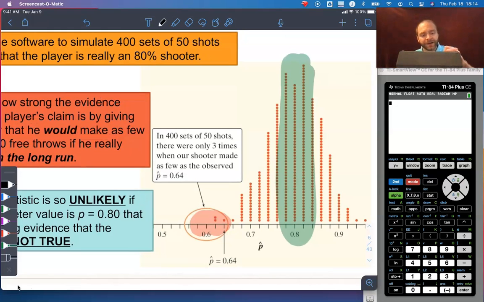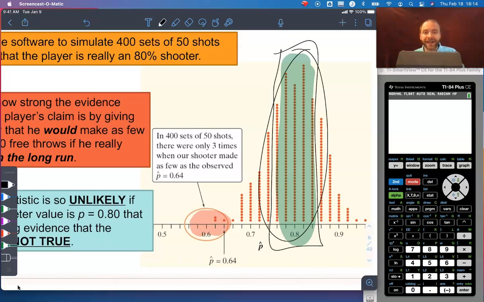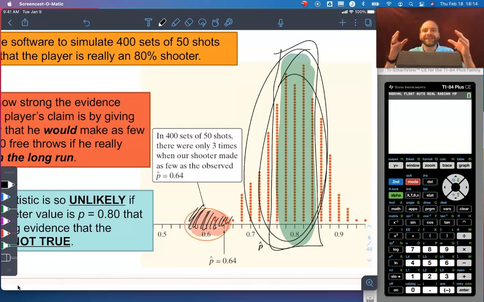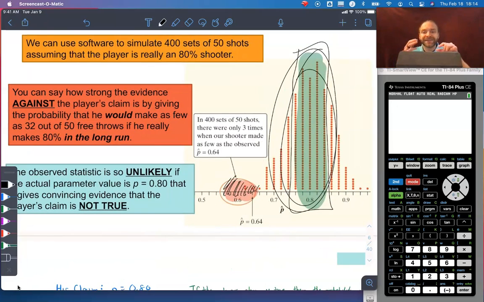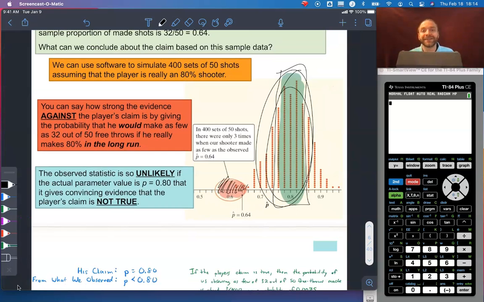And I want you to think of it just in this distribution. He should be here, correct? He says he's 80%. He should be somewhere in this area right here. But we observed him way out here in the tail. That is such a small chance of us actually observing that happen that it gives evidence against his claim.